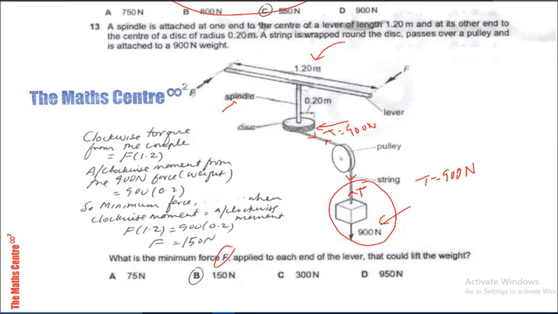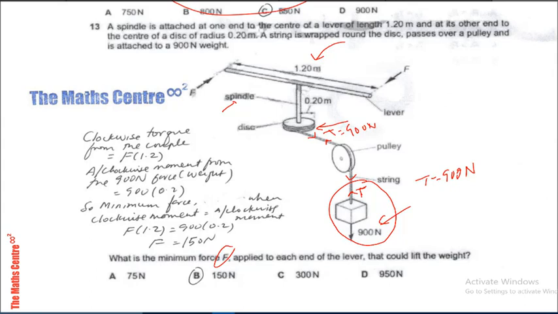Remember, we are trying to find the minimum force that could lift the weight, so at the point of lifting, we're dealing with equilibrium. Looking at this weight of 900 Newton, it will provide the tension in the string of 900 Newton. And this is extended all the way to here because we are dealing with the same string.